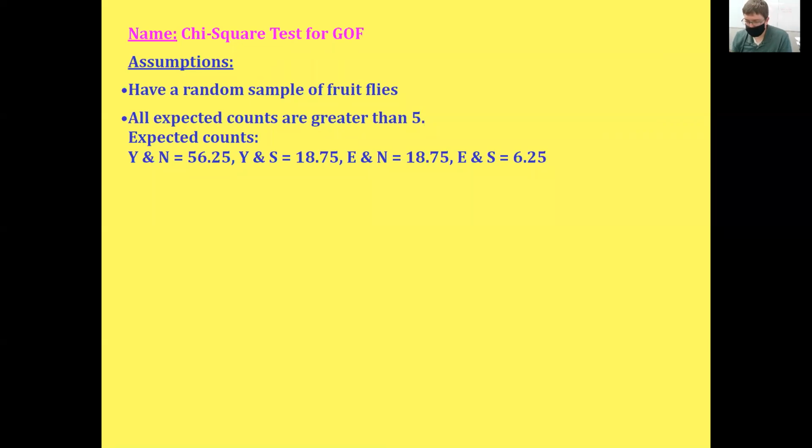We do have a random sample of fruit flies. All expected counts are greater than 5. How do I know? There they are. So you do have to identify and write out your expected counts. Don't skip that step. Now you can abbreviate. So this is yellow and normal, yellow and short, ebony and normal, ebony and short. Everybody knows what that means. That's reading this test. But I have to have all my values there to prove that I know everything is greater than or equal to 5.